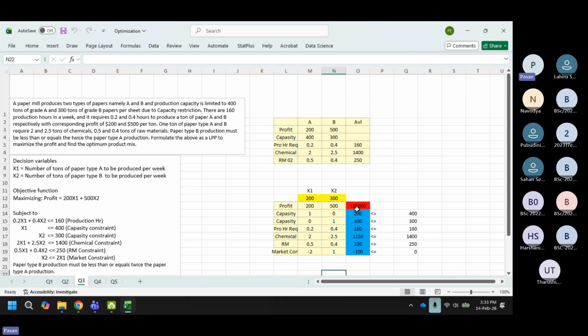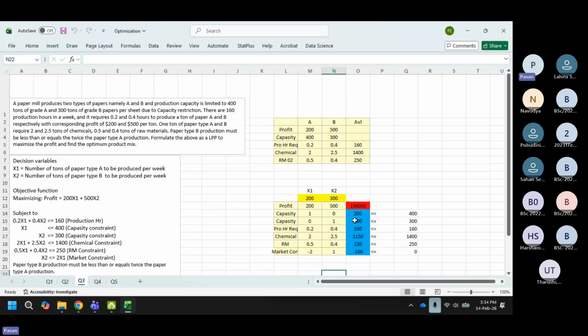But if you're getting some decimal numbers here, then make sure to include that as integers, right? And the maximum profit is 190,000. So that's our final conclusion. The maximum we can get is 190,000, and the production mix you can see is X1 200 and X2 300 items.